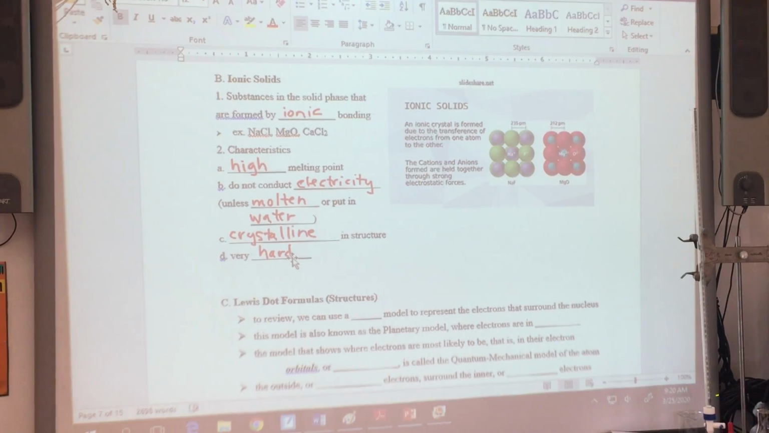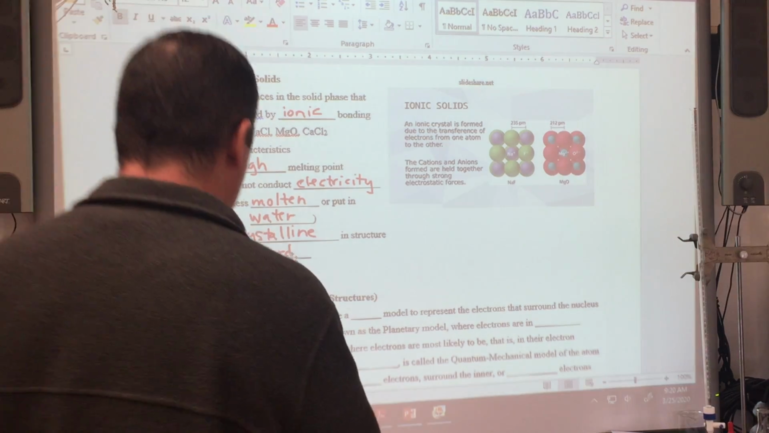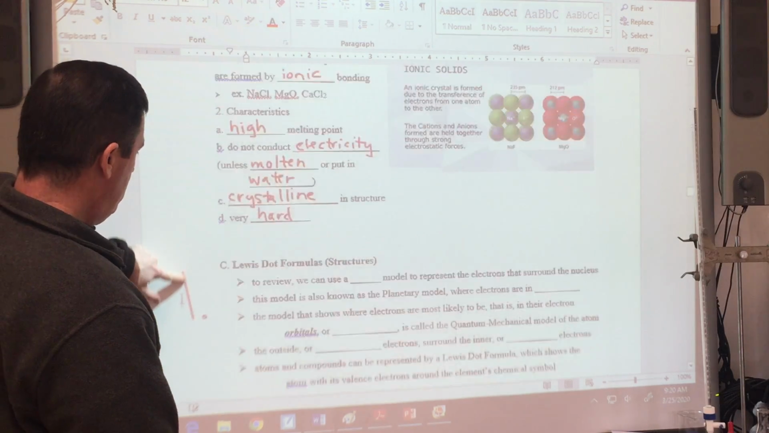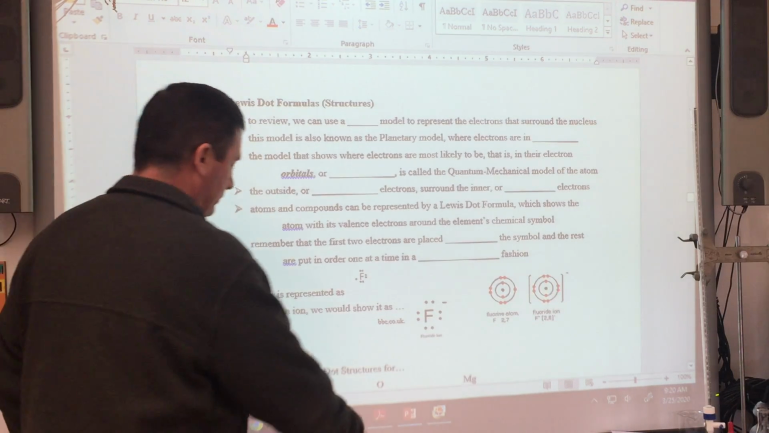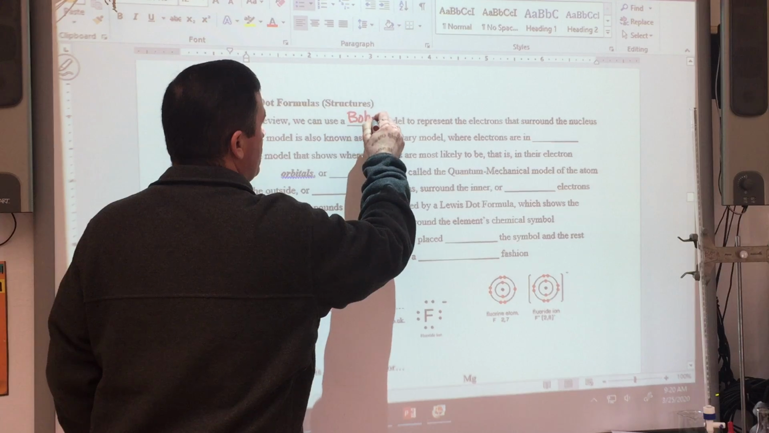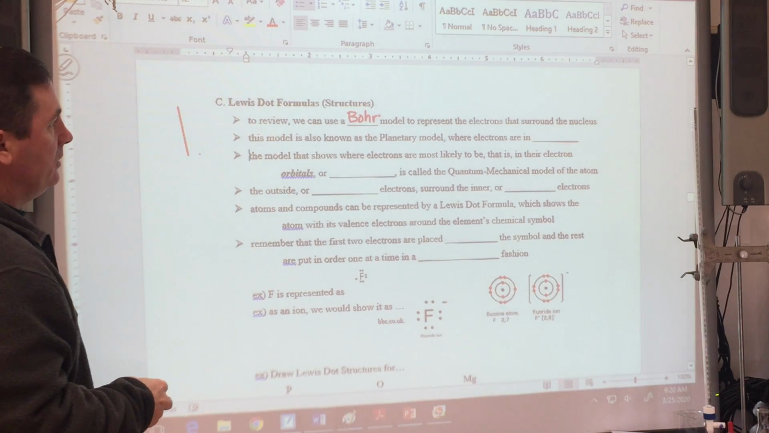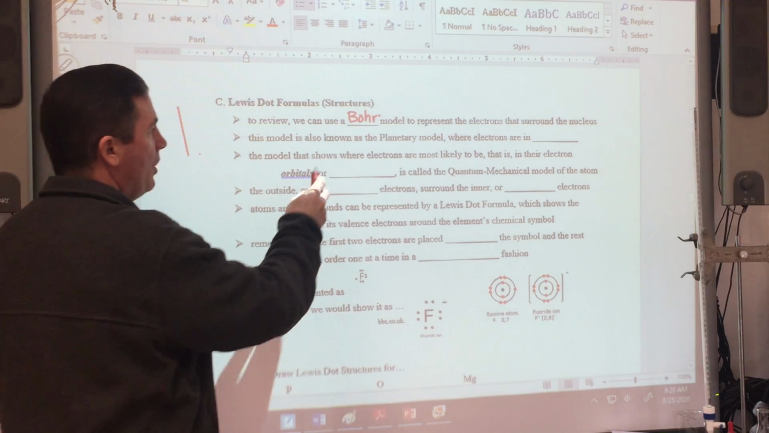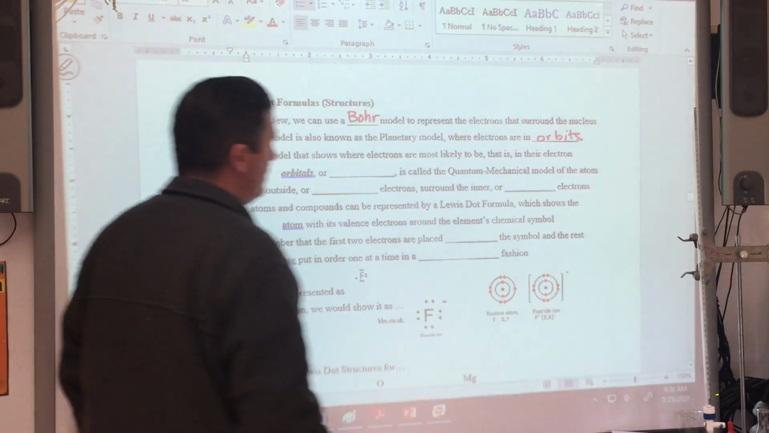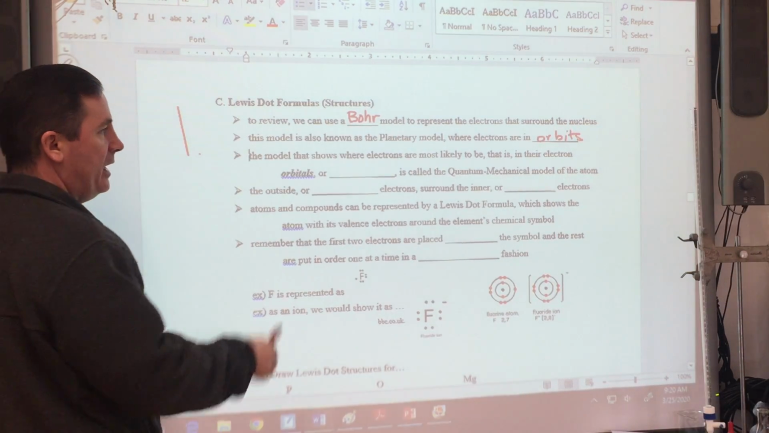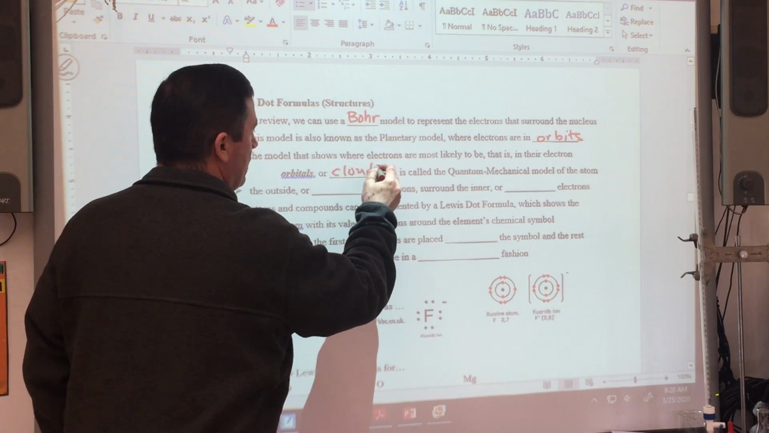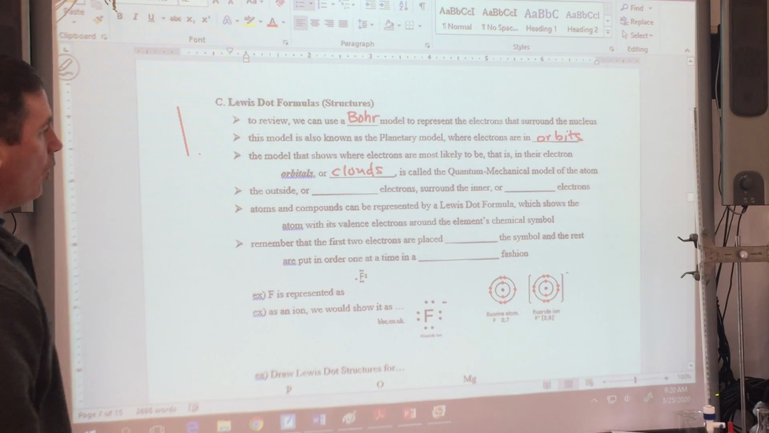I've got about 3 minutes to show you Lewis dot structures. We've already done them. So let's look. Okay, Lewis dot structures. Remember Bohr models? We just did some up there. The Bohr model is also known as the planetary model, where we say that the electrons are in orbits. And later on, probably, we'll learn about electron clouds, and those are called orbitals.